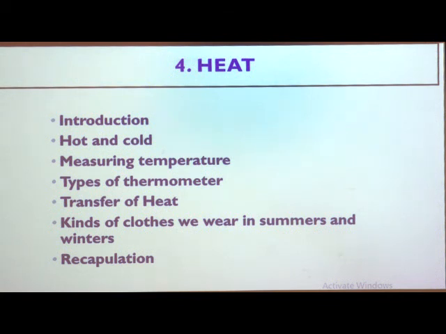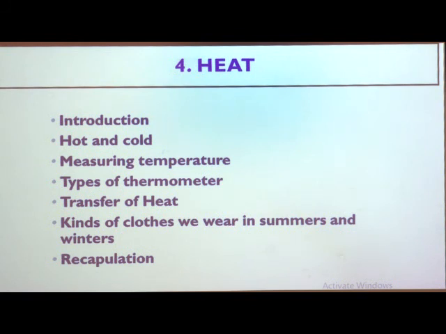Then next is the transfer of heat. Heat is transferred. How it is transferred and what it is exactly known as, we are going to learn in this point. And kinds of clothes we wear in summers and winters. As per heat and cold, we are going to know which type of clothes we use in summer and winter. And at last we are going to discuss the recapitulation, or recap, of this lesson.